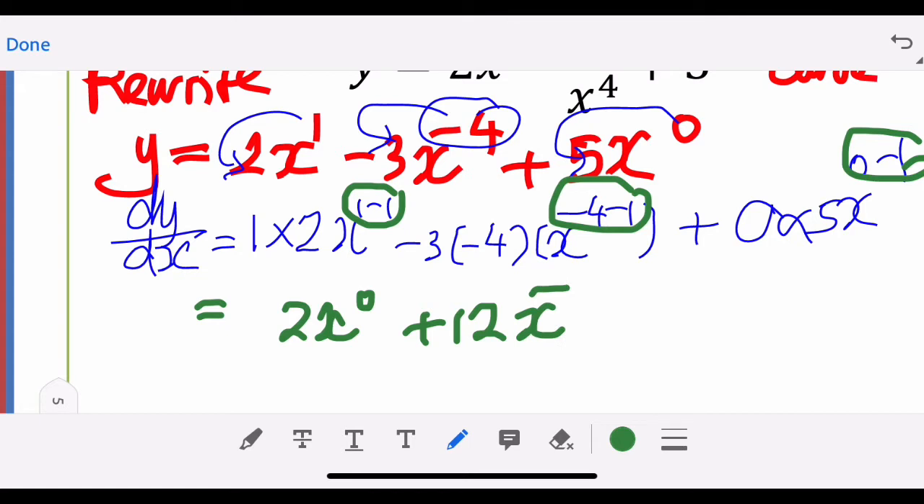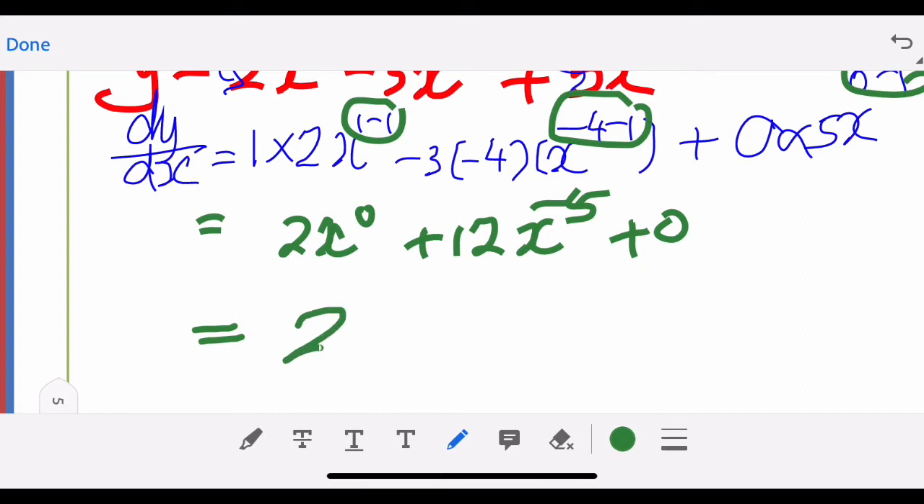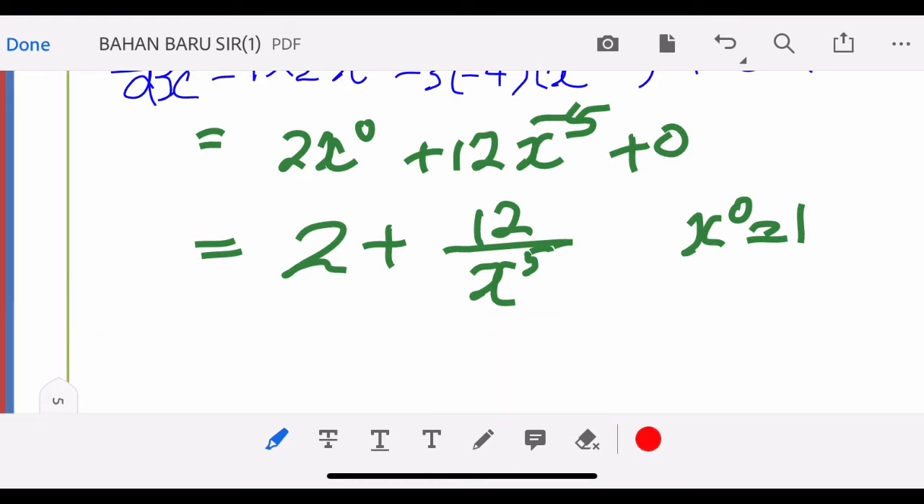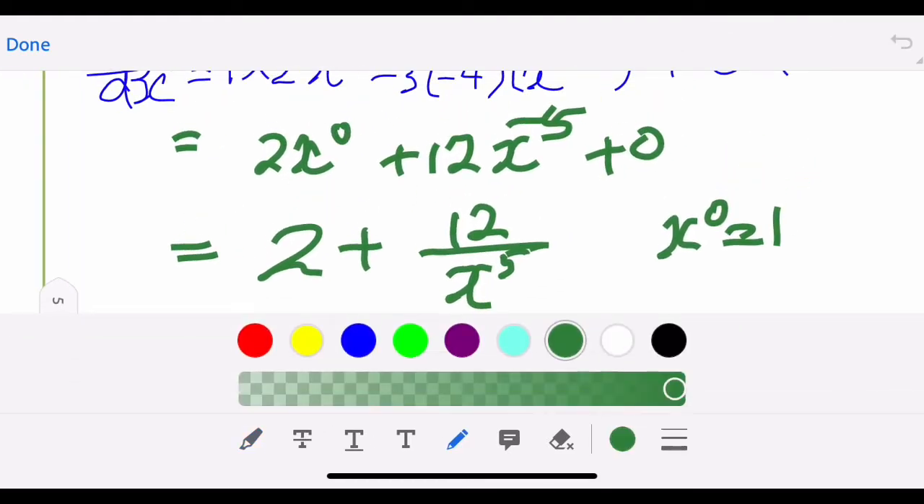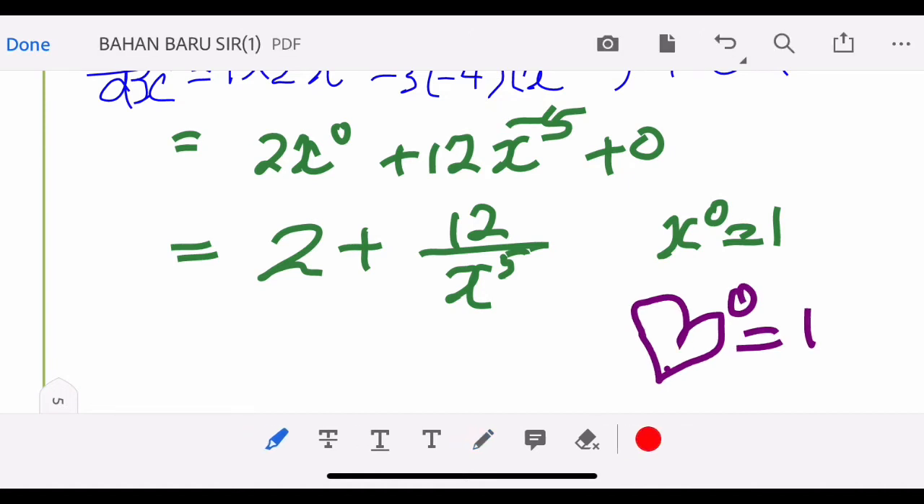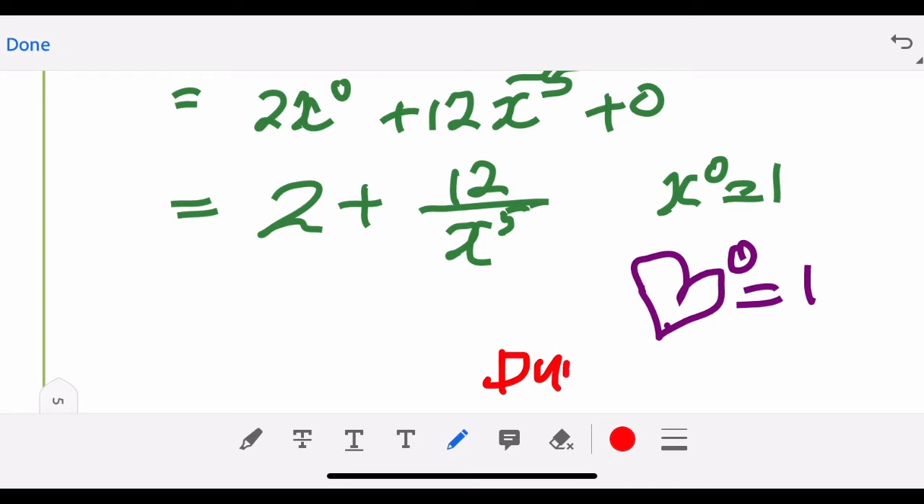So you have 2x to the power 0 plus 12x to the power negative 5, and 0 times anything is also 0. x to the power 0 is always 1, so 2 times 1 is 2, and then 12 over x to the power 5. Remember, anything to the power of 0 is 1. Please remember that. Then you write your answer as a fraction like this. This is the final answer after you differentiate y.